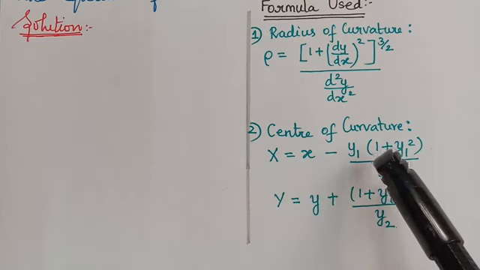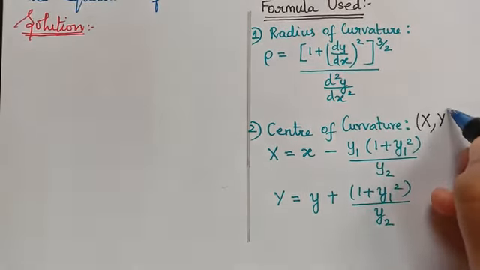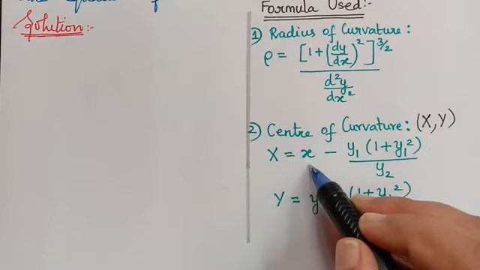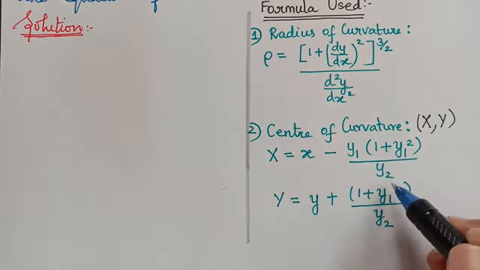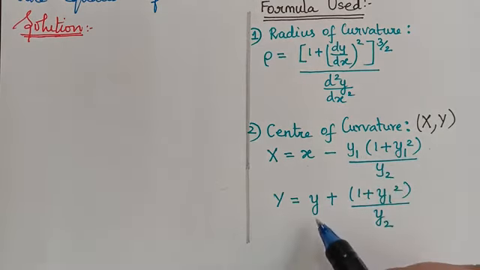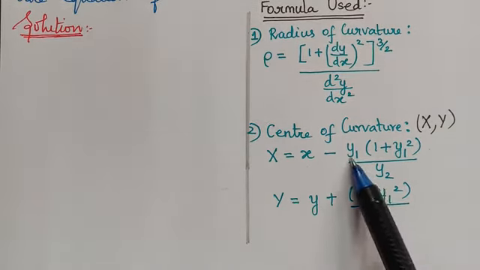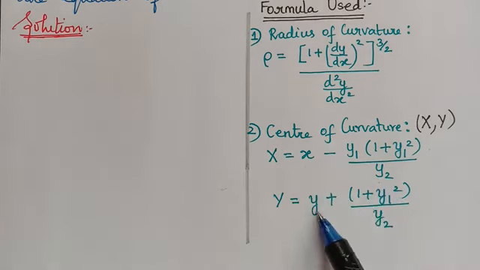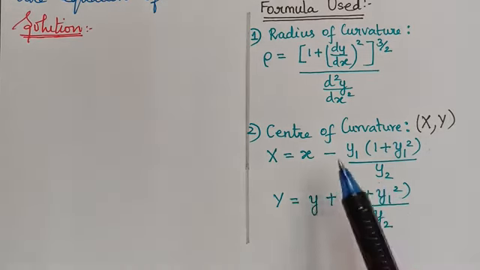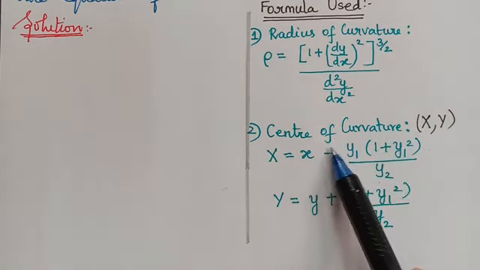And then the center of curvature is given by the coordinates (X, Y), where the value of capital X is small x minus y1 multiplied with (1 plus y1 squared) divided by y2, and capital Y is equal to small y plus (1 plus y1 squared) divided by y2, where y1 and y2 represent the derivatives of y. This is the first derivative and this is the second derivative, and (x, y) will represent the point at which we have to find the center of curvature. We have already seen problems on center of curvature too.